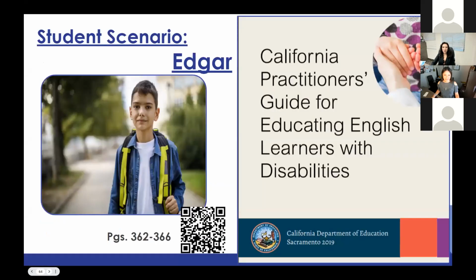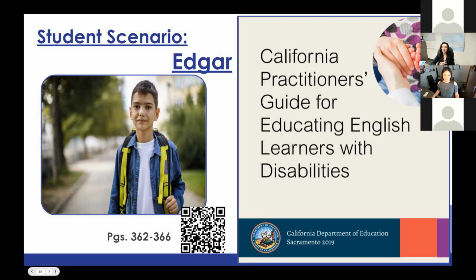So as your IEP teams are identifying needs of students specifically, we want to proceed with caution as we walk into scenarios where a student may have been misidentified and may need exit from special education supports and services. In the California Practitioner's Guide, as with each of the chapters, there are student scenarios included. We encourage you to refer to the student scenarios as they're helpful tools.